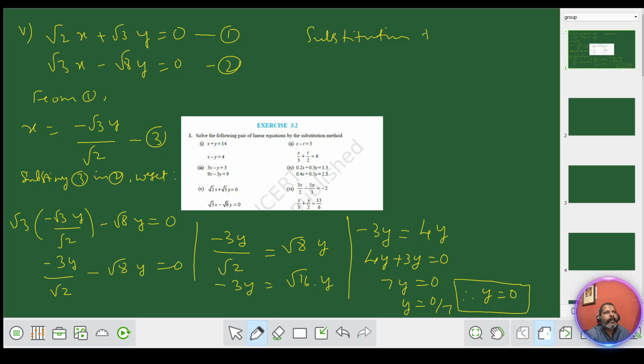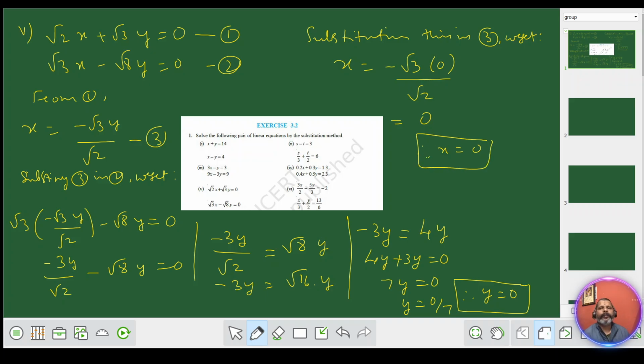Substituting this in 3, we get, what do we get? X equal to minus root 3 into y is 0 by root 2. Minus root 3 into 0 is 0. 0 by root 2 is 0 because 0 by anything is 0. Therefore, we get x also as 0. Okay, this is the solution.